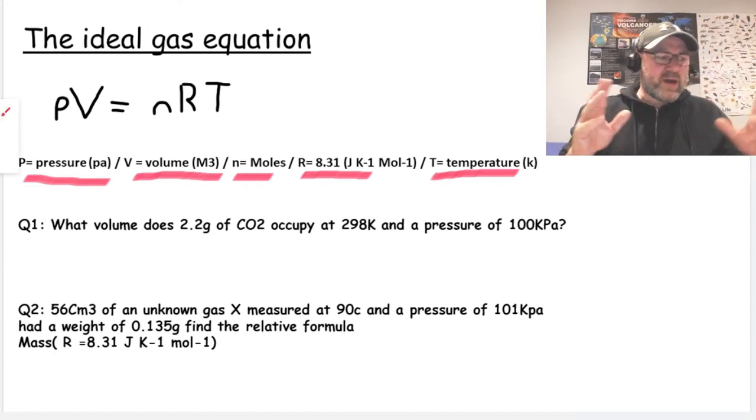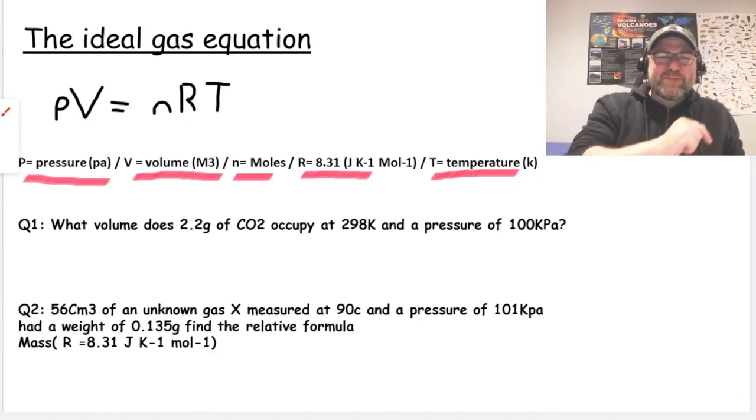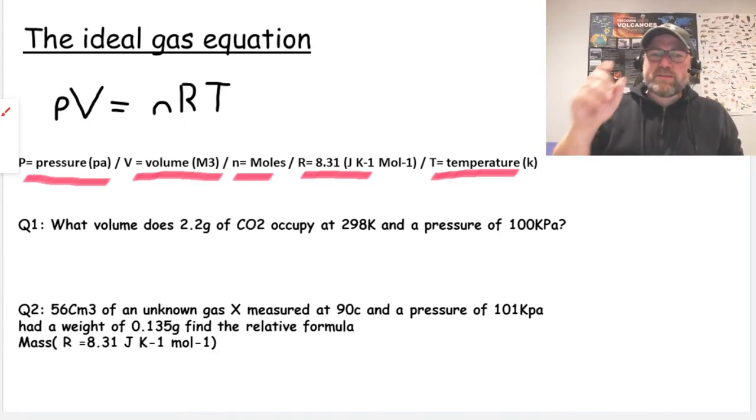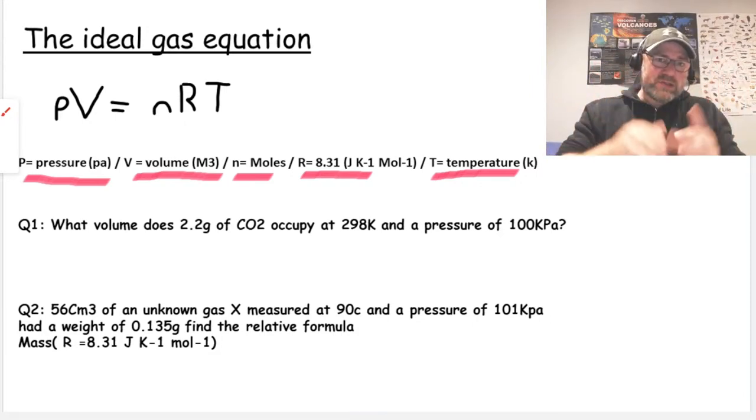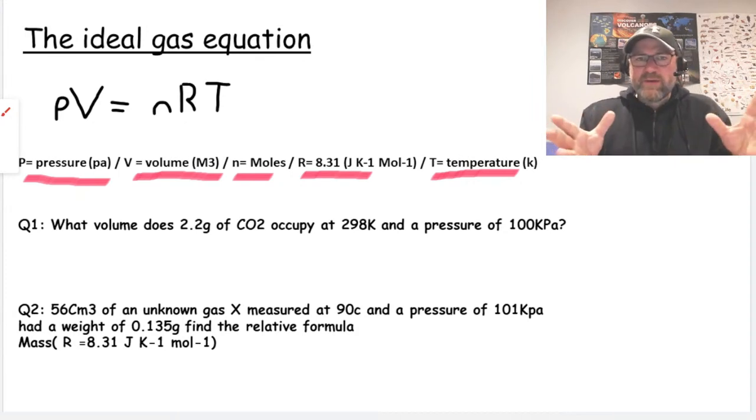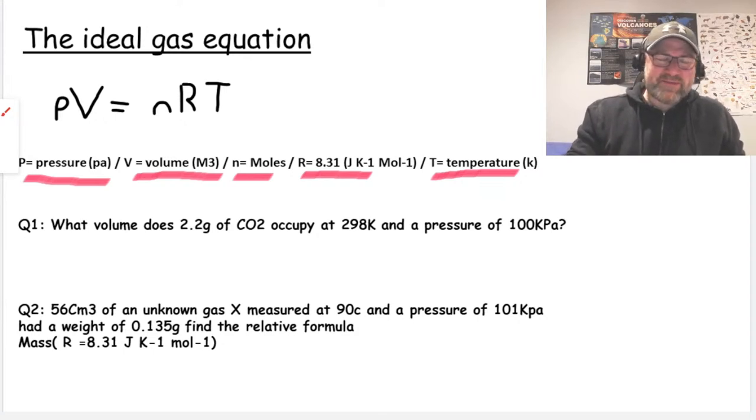If you're in the chat, can you rearrange this equation to make V the subject? How would you do that? I'll give you 20 seconds and then I'll put the answer up. See if you can make V the subject.